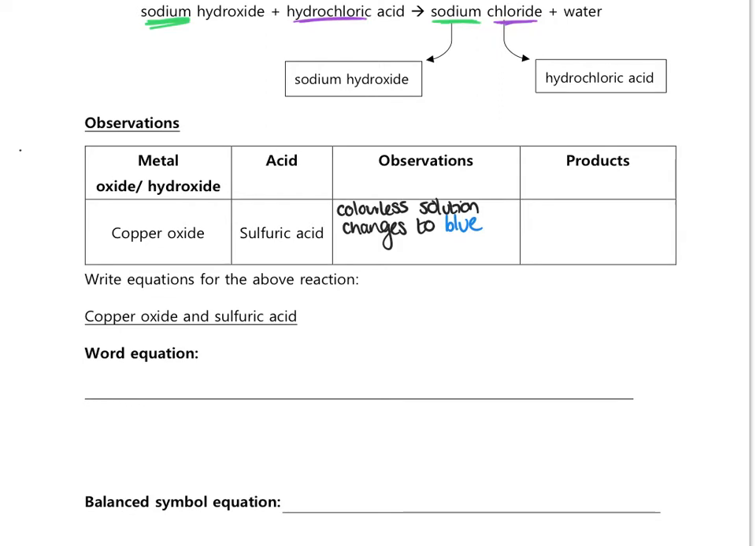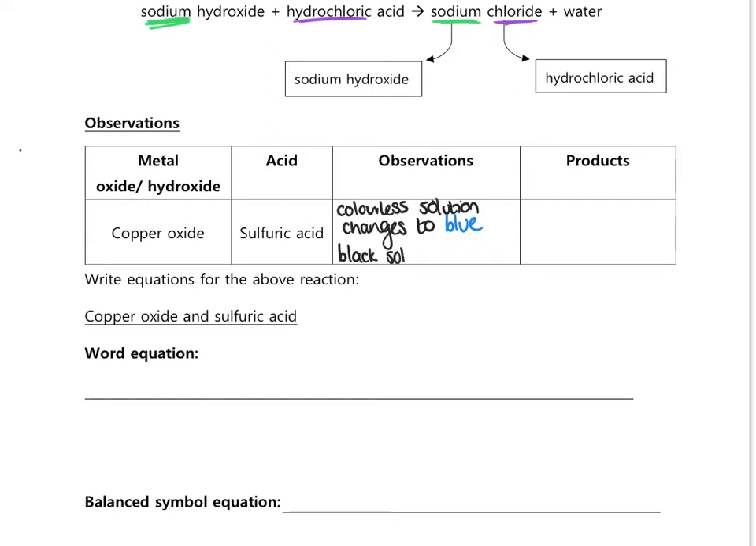We don't have fizzing in this reaction because we're not producing a gas, we're only producing a salt and water. We have no heat release because if you remember back to your general observations, this is one of the exceptions. When copper oxide reacts with acid, it does not release heat. But what we do see happening is that our black solid disappears.